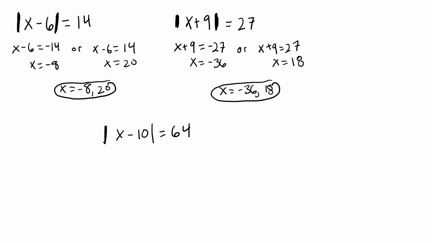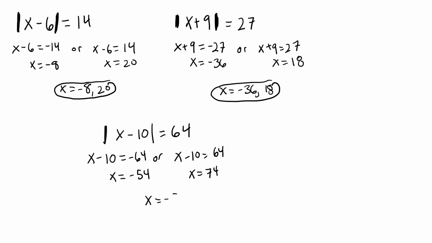Okay, so what number or numbers are 64 units from 0 on the number line? That would be negative 64 and 64. So we want x minus 10 to equal either negative 64, or we want x minus 10 to equal positive 64. So in both cases, we'll add 10 to both sides. So in the left equation, we'll get negative 54. In the right equation, we'll get positive 74. So those are our solutions.